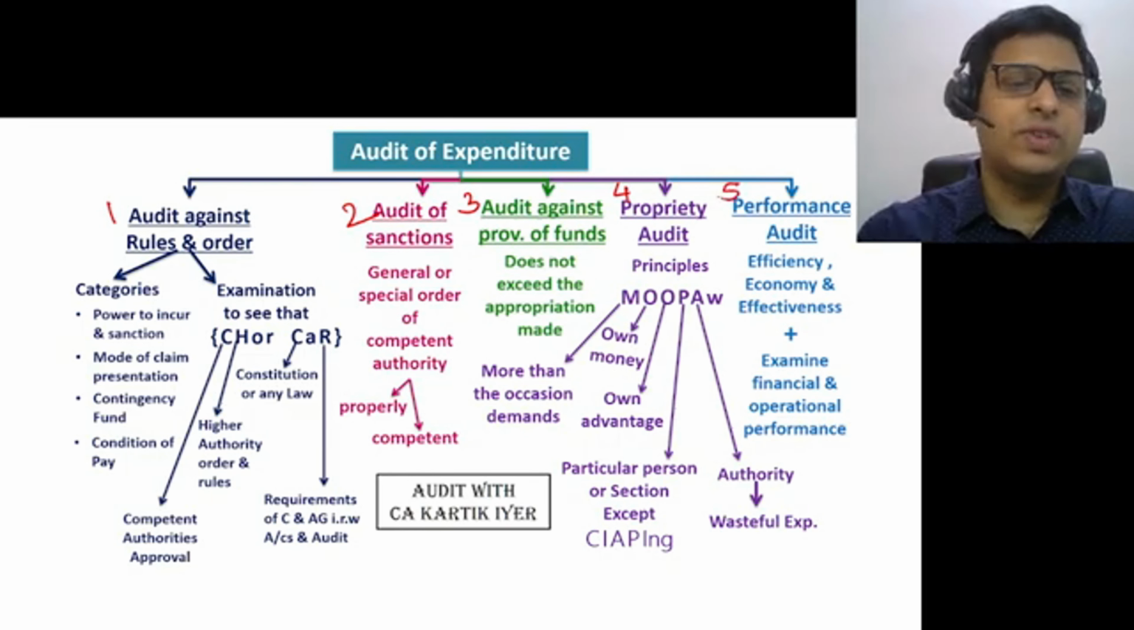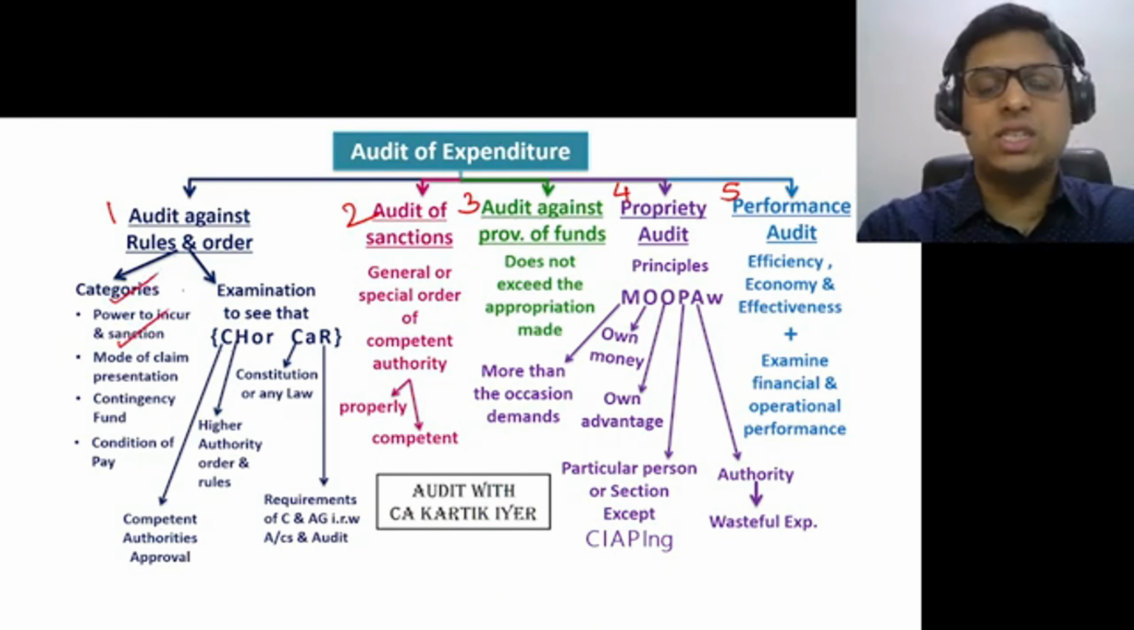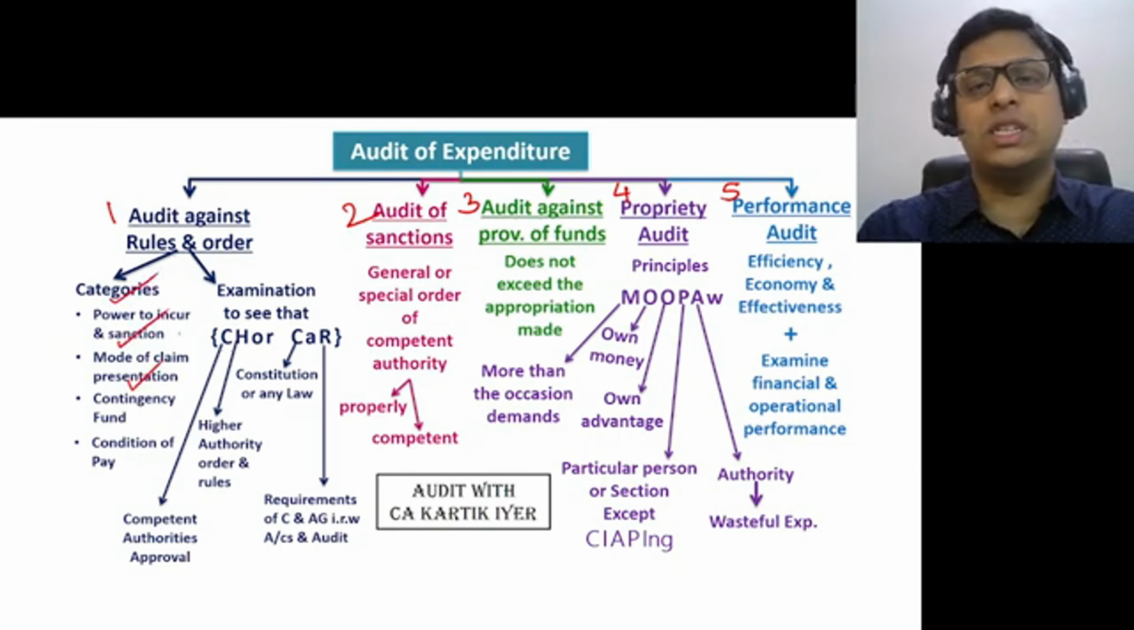Okay. Let's see this first. Audit against rules and orders. They have given the first category here. That is power to incur and sanction. Second is the mode of claim presentation in the court of law.